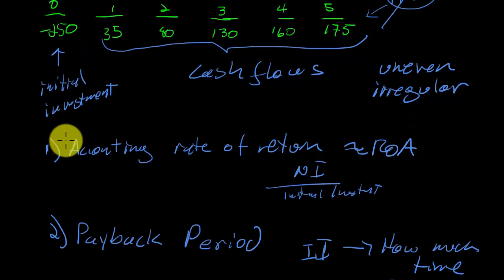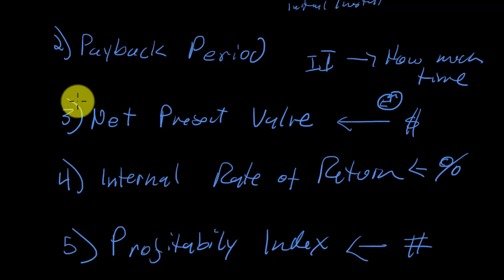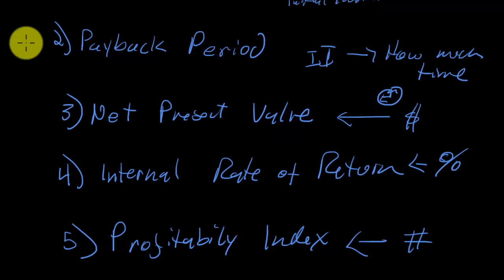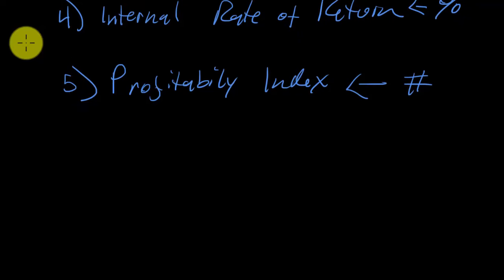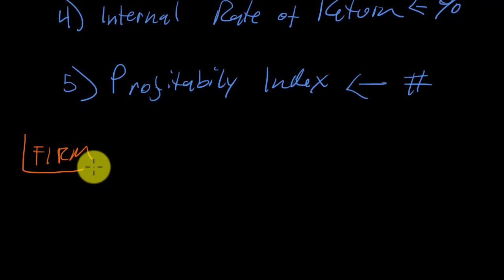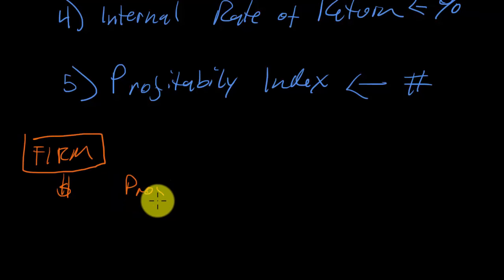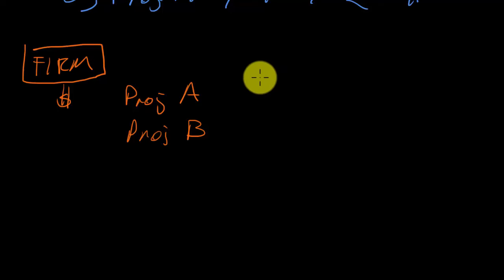So why is capital budgeting important? Why is this something that we actually want to spend some time on? Capital budgeting is important because a firm only has so much money. A firm has a certain amount of money, and they're often presented with different projects, Project A or Project B, and we'll refer to these as projects. And those projects are going to have different cash flows.